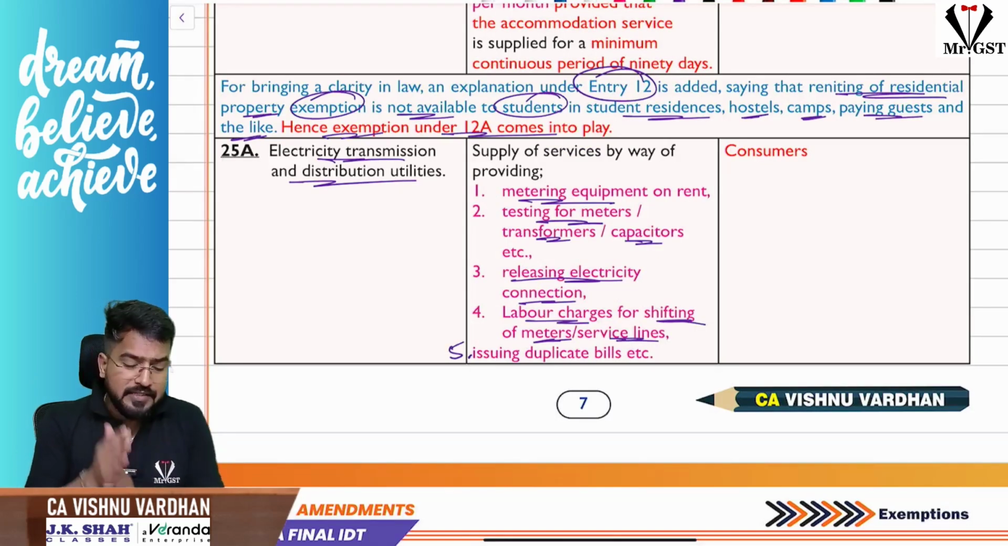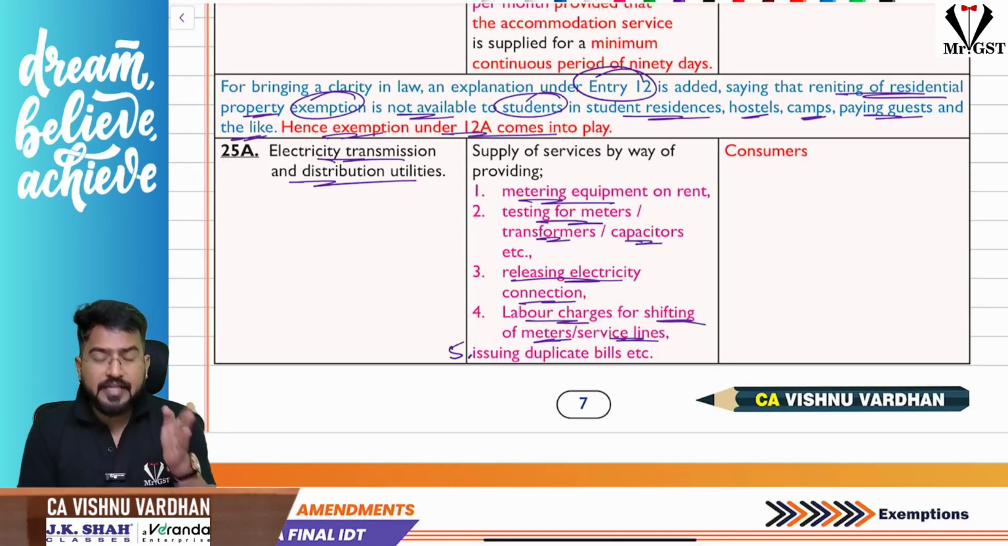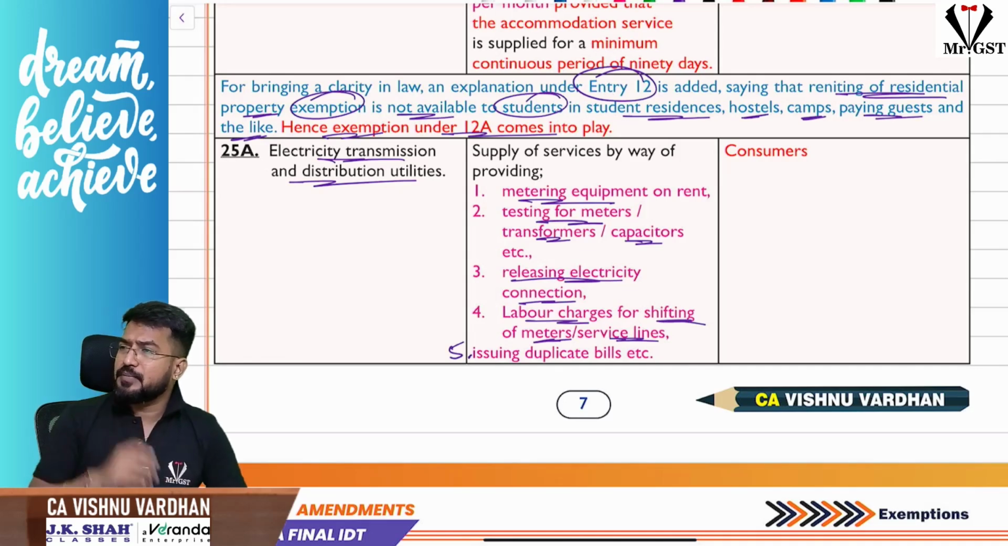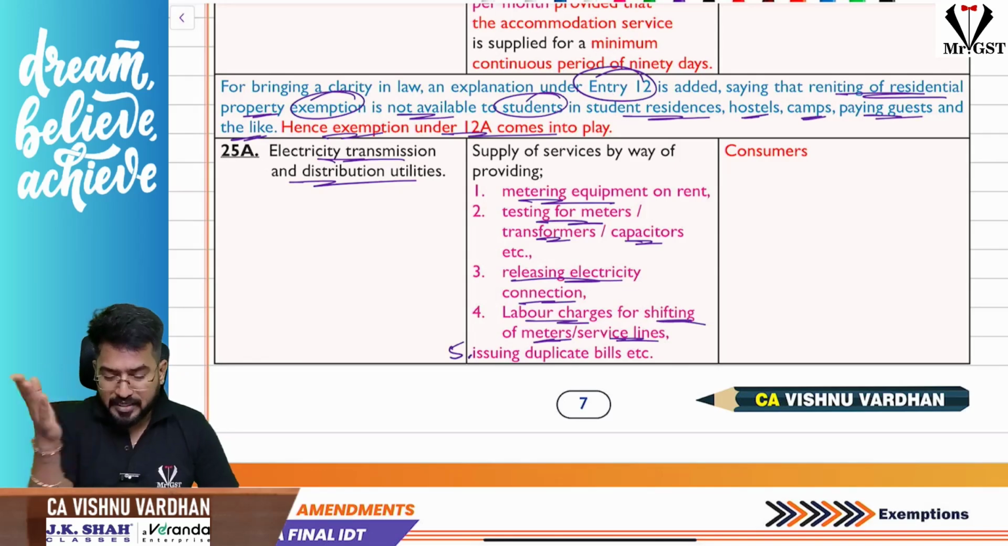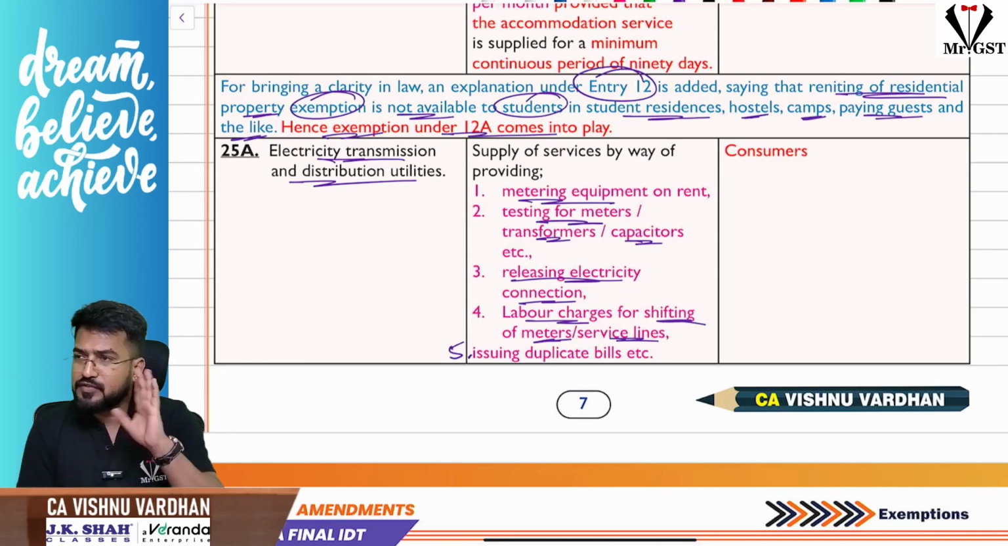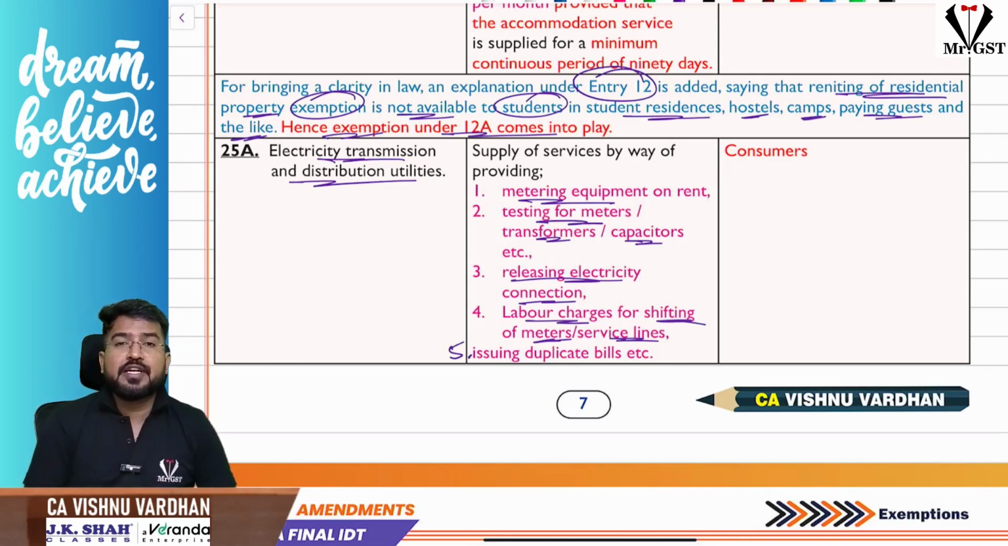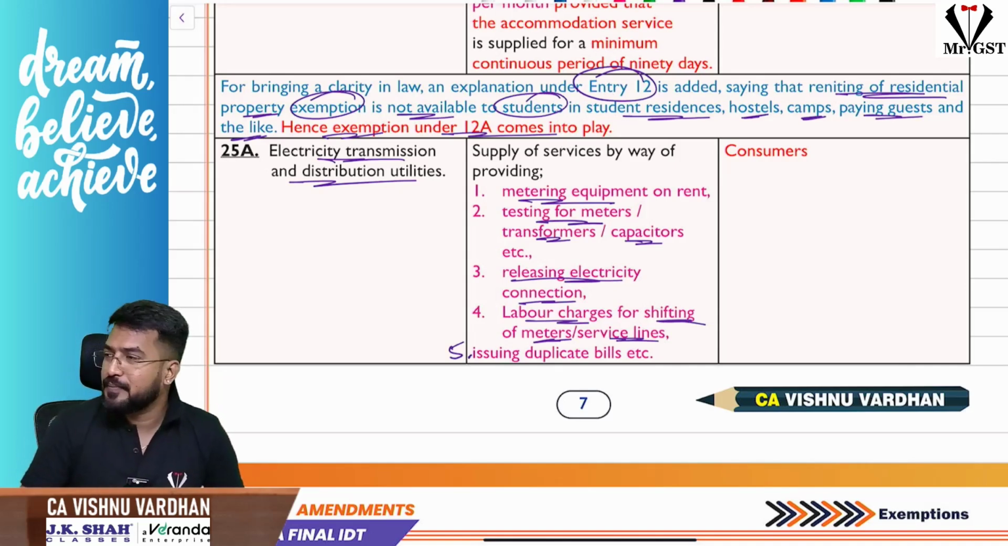The next one, electricity transmission and distribution utilities. Here they provide various services like renting out metering equipment, testing your meters, transformers and capacitors, releasing the electricity connection, labor charges for shifting your meters, or service lines, and the fifth one, issuing duplicate bills. For this, if they charge any nominal consideration, it will be exempt under GST.